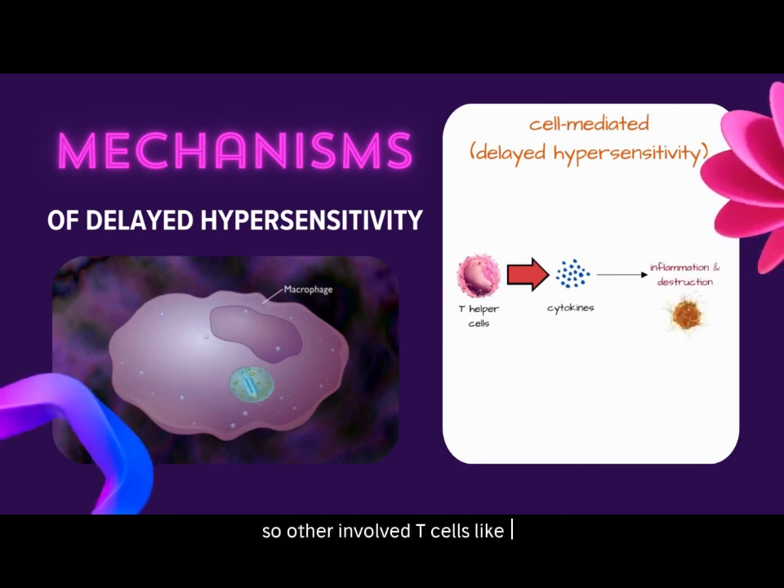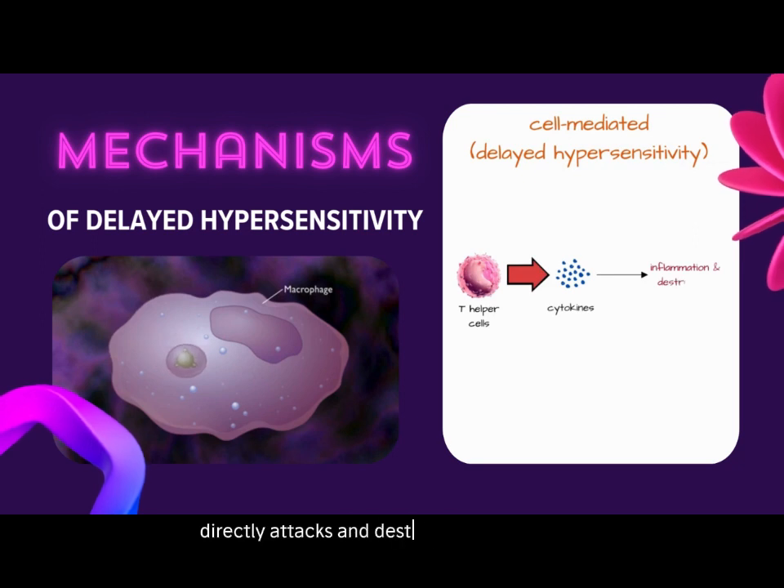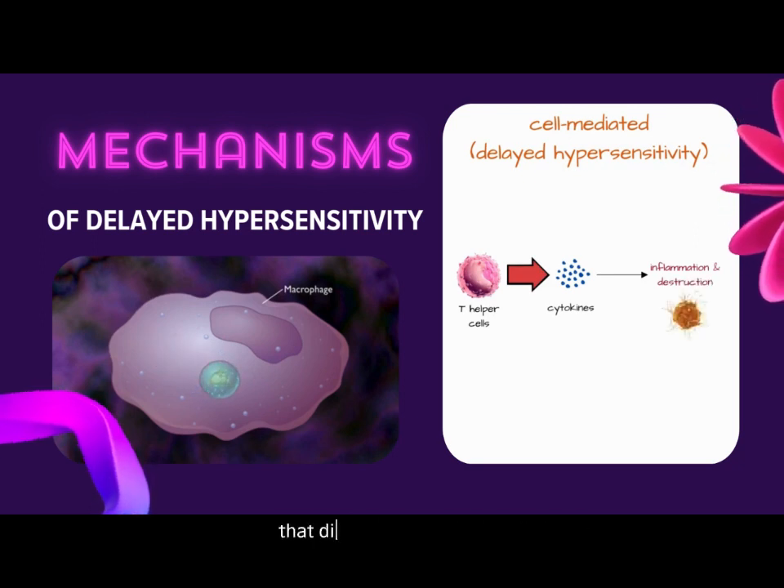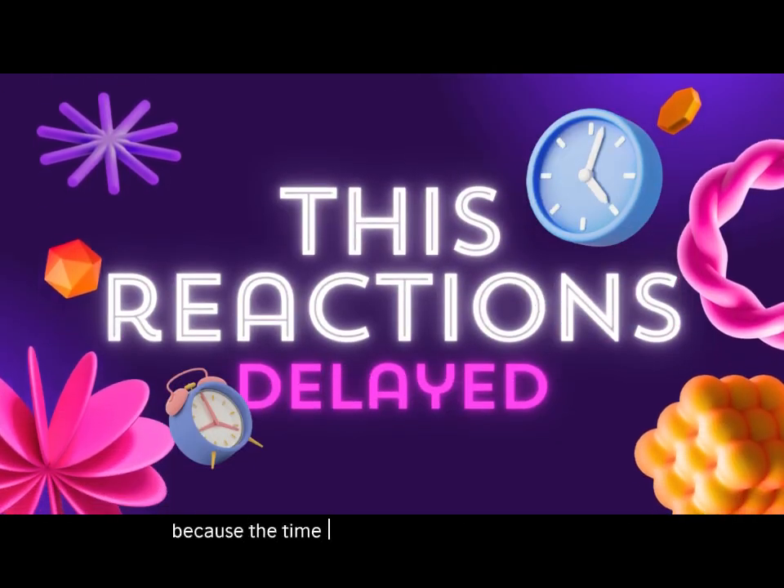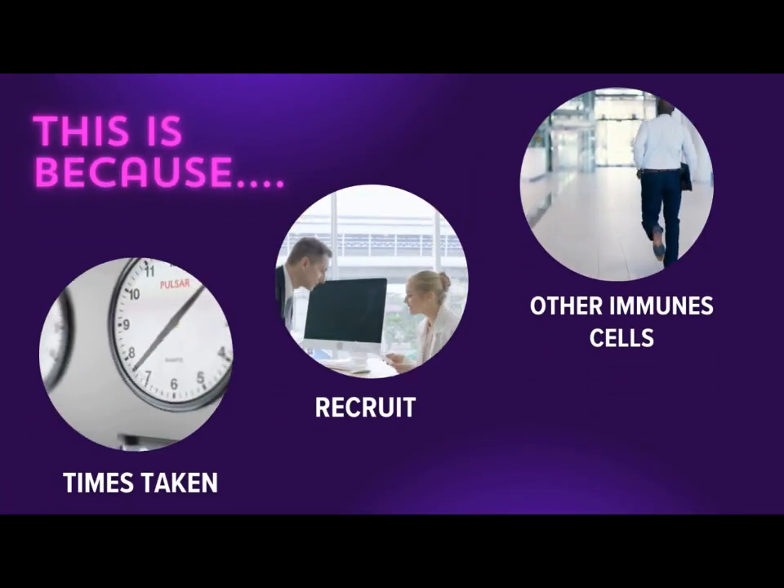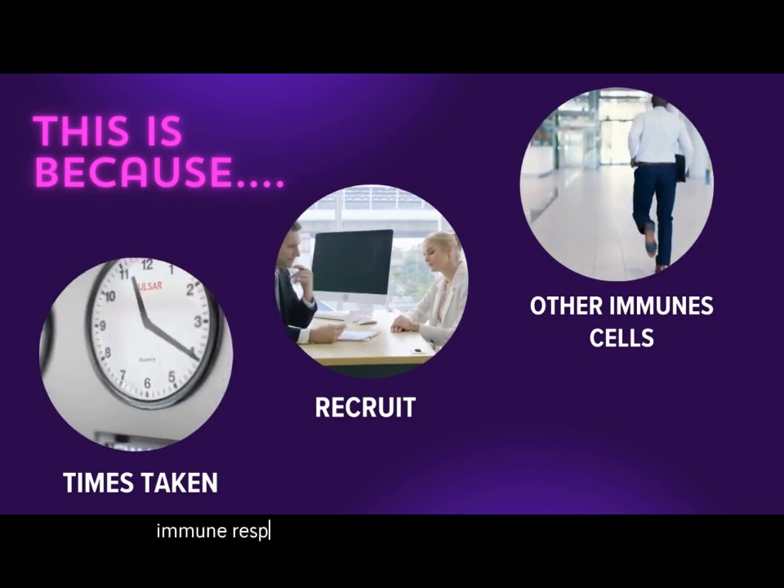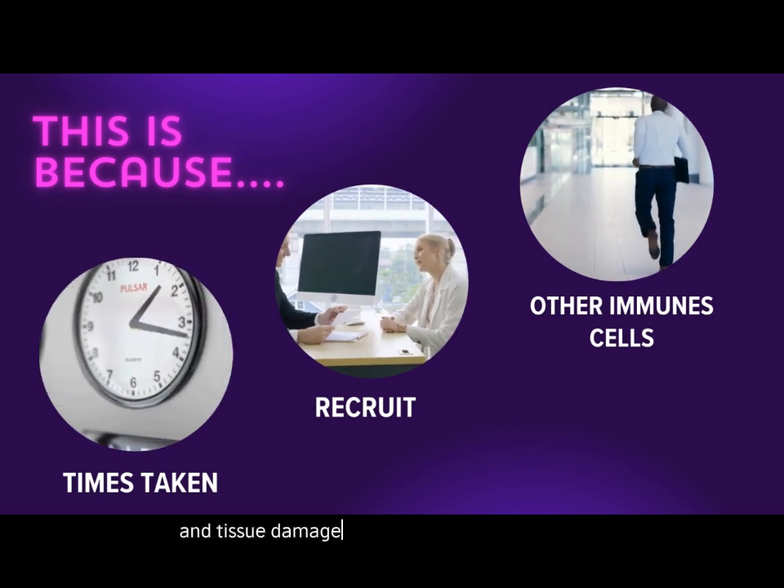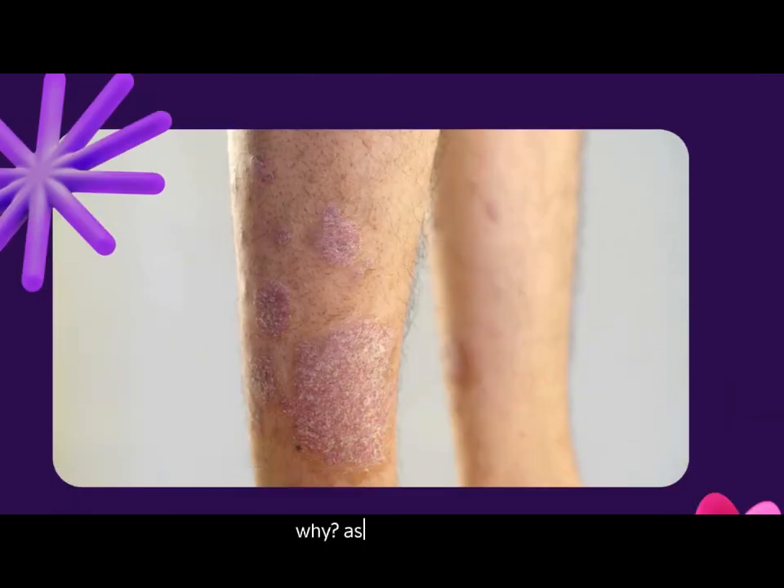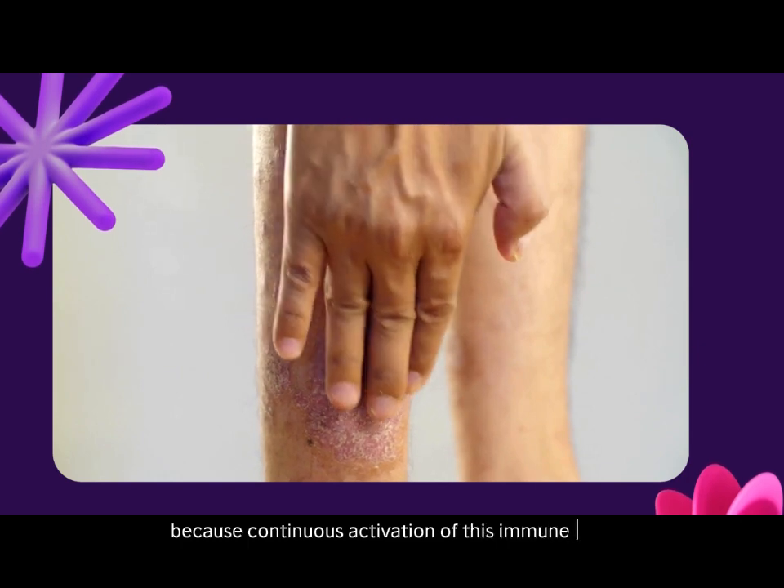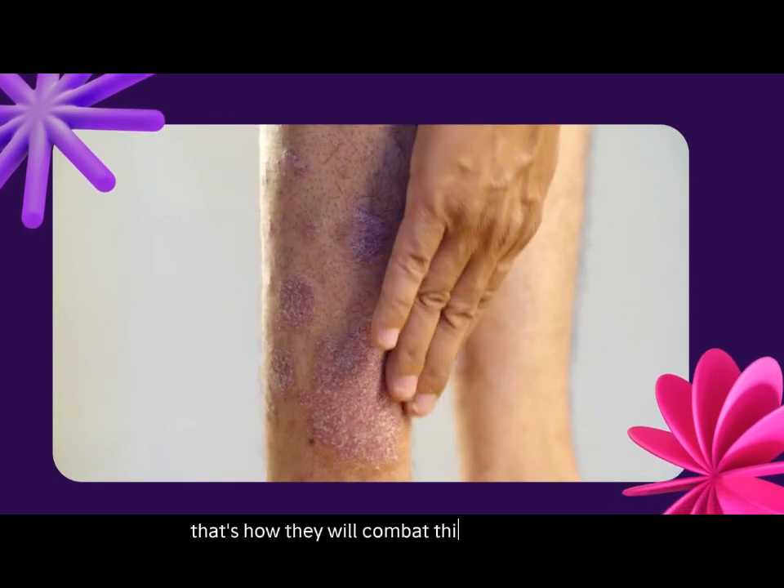The other involved T cells, like CD8 plus cytotoxic T cells, on the other hand, directly attack and destroy host cells that display the antigen. As we know, this reaction is delayed because the time taken to activate the T cells itself and also to recruit other immune cells takes time. So this prolonged immune response contributes to chronic inflammation and tissue damage seen in type 4 hypersensitivity. Why? As I said just now, because continuous activation of these immune cells will destroy surrounding tissues. That's how they will combat this type of allergen.